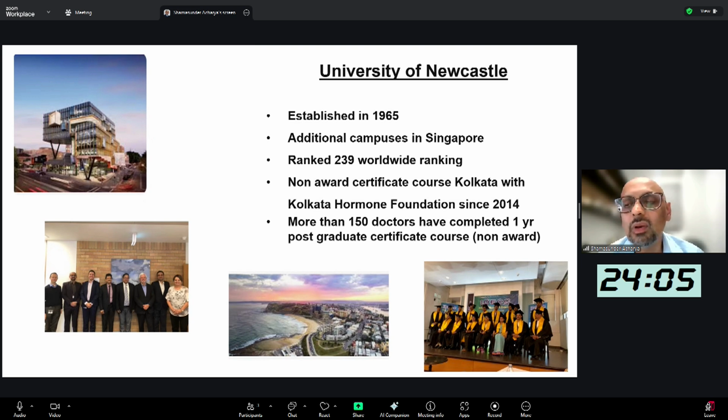Since 2014, we have been running a non-award certificate course in Kolkata. I think more than 150 doctors have richly benefited from this course. I'm proud to say that. All the thanks to all the teaching from Anirban, Devmalu, and Somya in relation to this.